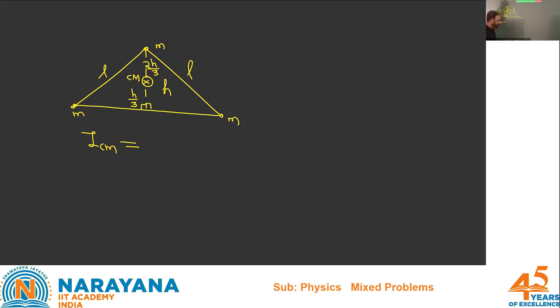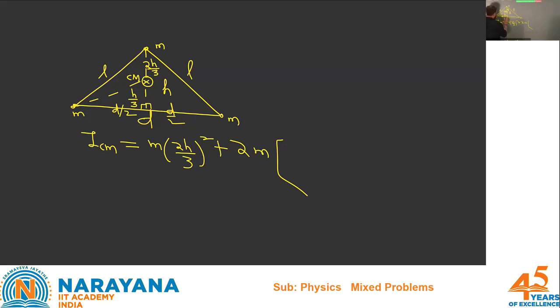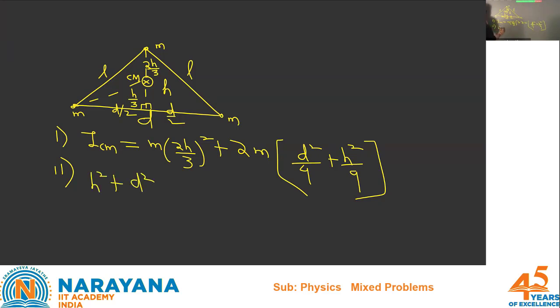So I think it comes out as, for the top mass, M into 2H by 3 the whole square. And there are two of these, M into, and you understand this distance square, which is, if this was D, let me write D by 2, D by 2. So D square by 4 plus H square by 9. This is my ICM, first equation. And obviously I know that H square plus D square by 4 is equal to L square.